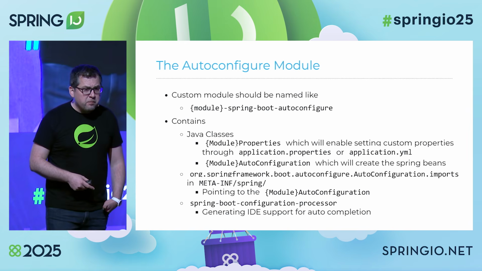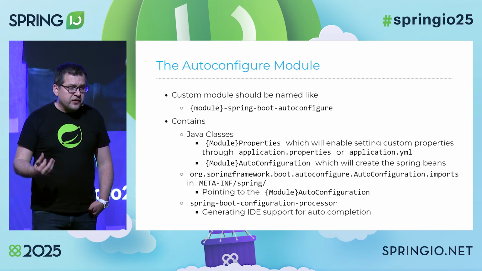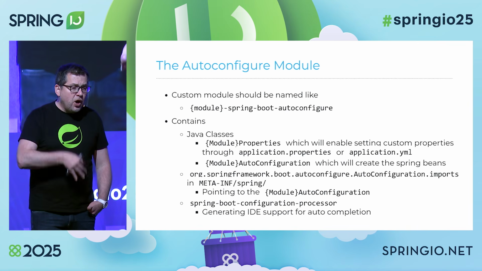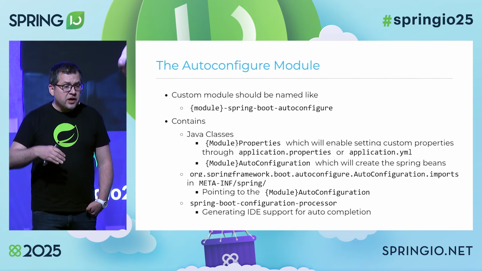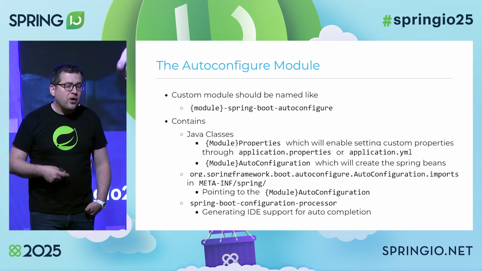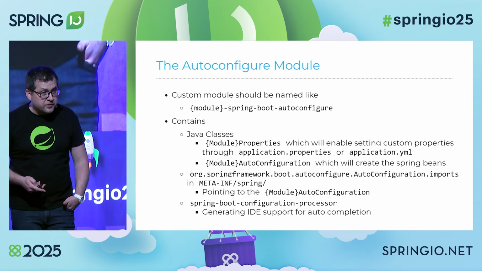The AutoConfigure module itself consists of a properties class where you would bind the application properties. You would have the AutoConfiguration class in there. You would have your AutoConfiguration.imports file, and then you would also add something which helps with auto-completion in your IDE, which is called the Spring Boot Configuration Processor.